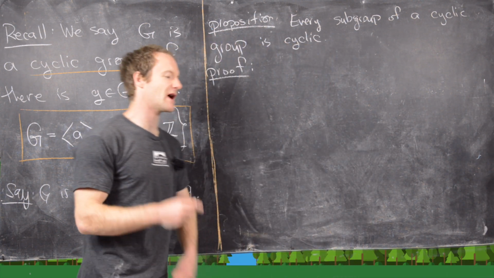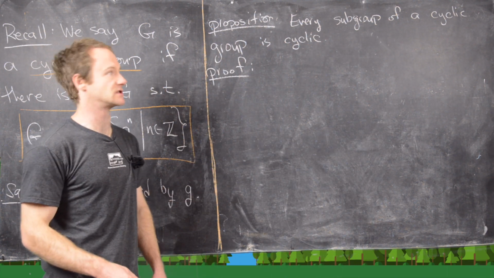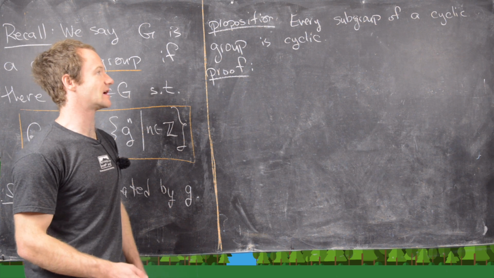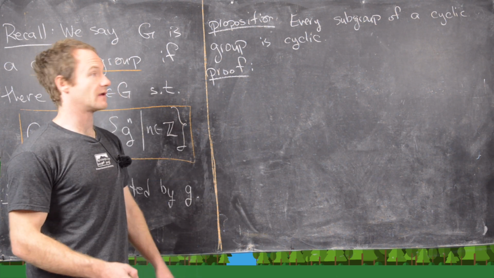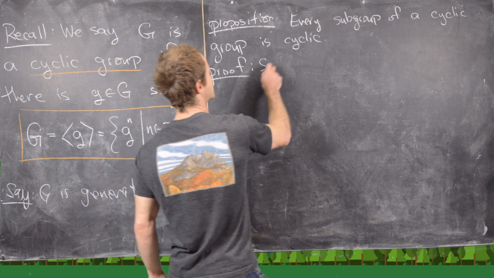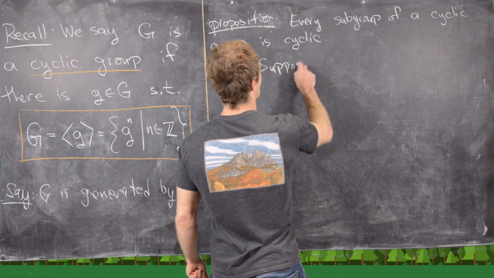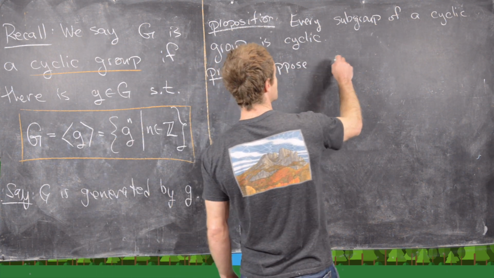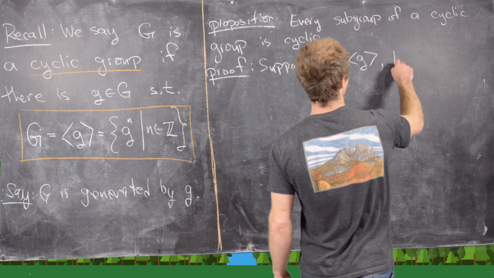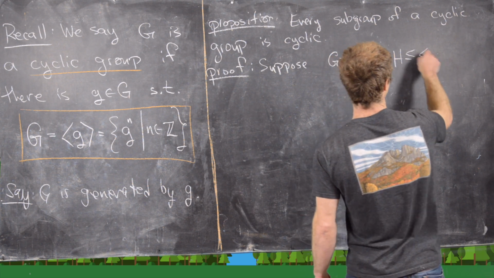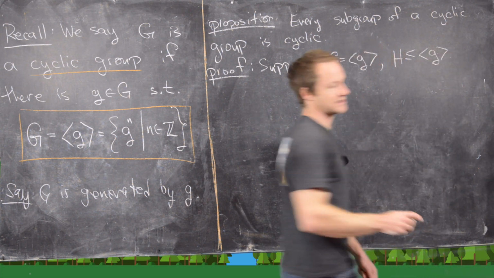Okay, so you might think, well, what about the subgroups of cyclic groups? And it turns out that every subgroup of a cyclic group is cyclic. And so let's go ahead and prove that. So let's suppose that we have a cyclic group G, and we have H is a subgroup of this cyclic group.